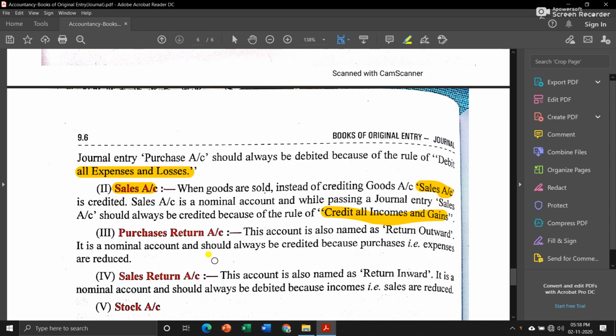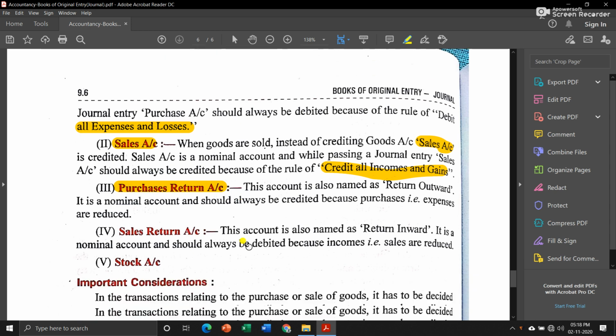Remember that. Then the third type of account is purchases return account. This account is also named return outward, because when we return something after purchasing, it is going outside of our business, so it will help you in remembering the name return outward. It is also a nominal account and should always be credited. Remember, purchases account is always debited and the opposite of purchases is purchases return, so it is always credited.